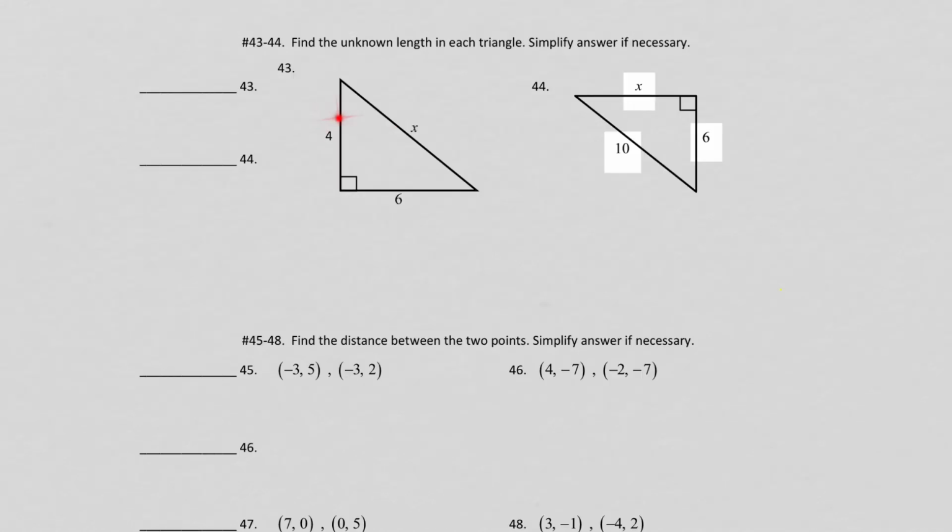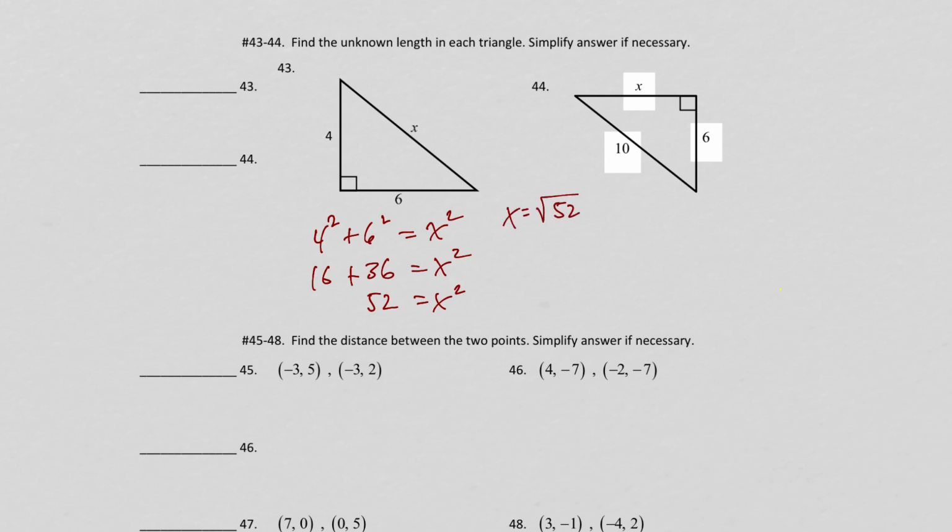Pythagorean's theorem says that the square of the two legs, which are touching the right angle, is equal to the square of the hypotenuse. So 4 squared plus 6 squared is equal to x squared. So this is 32, 42, 52. That means that x is equal to the square root of 52. Well, 52 can be written as 13 times 4. And 4 gets square rooted and becomes a 2, so this is 2 root 13.